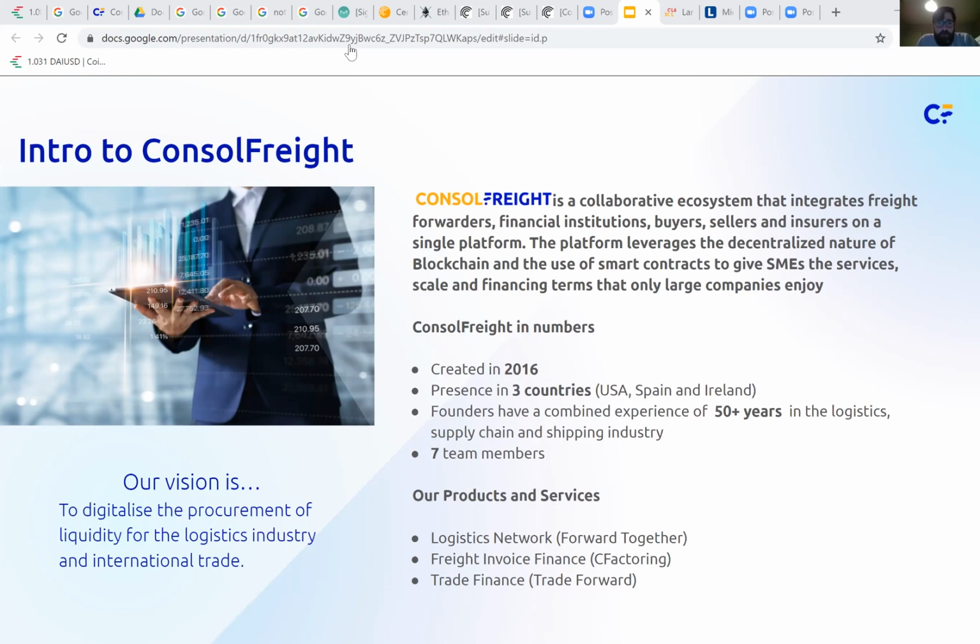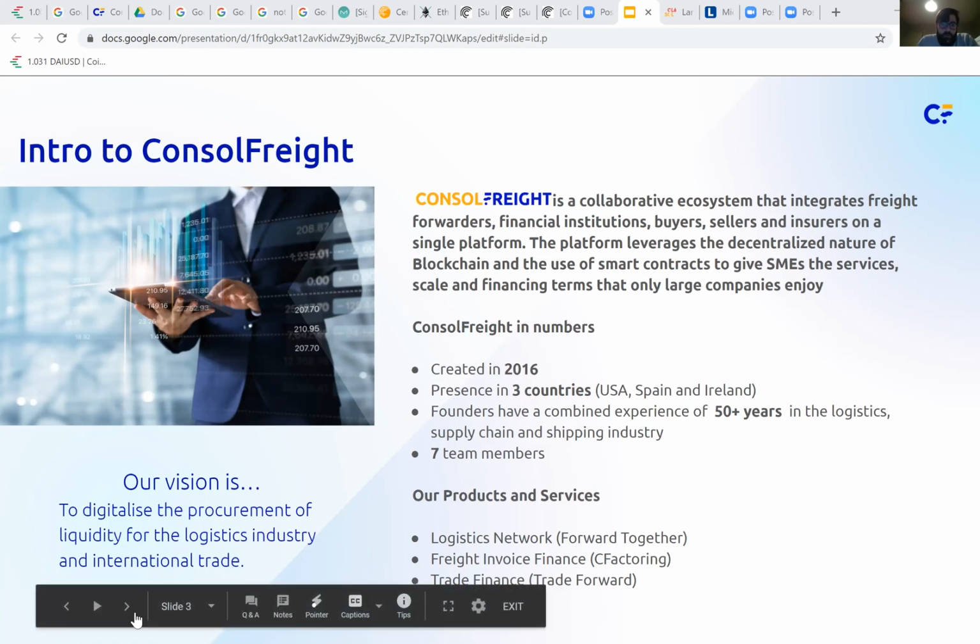And we have 3 products and services that we are providing. The first one is a logistics network. For freight forwarders to be able to do their jobs, they need a counterparty on the other side of the world in order to coordinate transportation or logistics. So companies usually go into these networks just to find these partners. We have that, and that serves as well as a risk mitigation layer. I will be explaining this later. The second product that we have is freight invoice finance. That is a sort of factoring using freight forwarding assets. And the third one is trade finance, right?